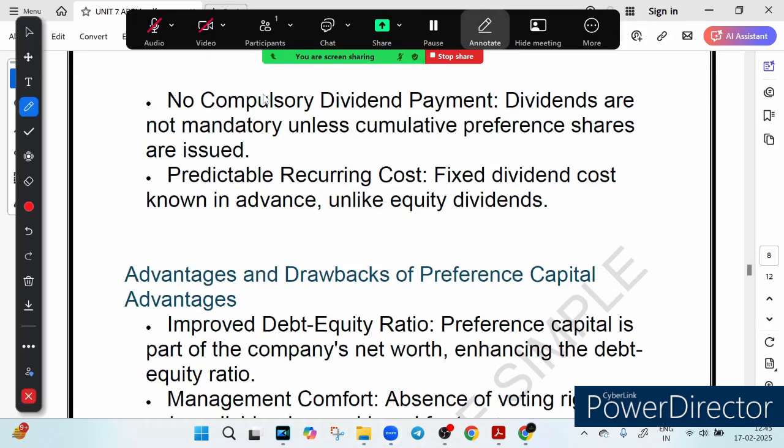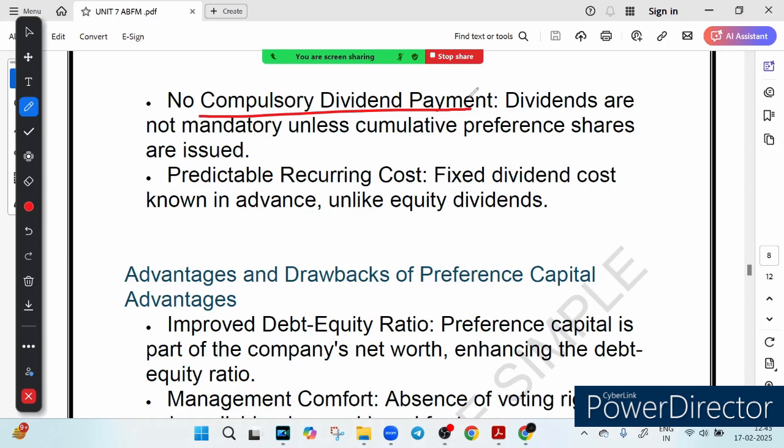Now, no forced dividend payment. This is the best part. Unlike a loan, where interest must be paid, dividend on preference shares is not compulsory. This is a very important part. You do not need to pay dividend on the share necessarily, unless it is a cumulative preference share. If it's not a cumulative preference share, you need not pay dividend, and you have a predictable recurring cost, means better planning. Unlike equity shares, where dividend fluctuates, preference shares have a fixed dividend rate. So this is the key part, that the dividend rate is fixed. It cannot fluctuate. So the company can plan its finances easily.